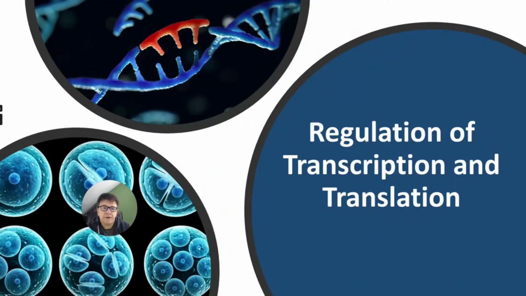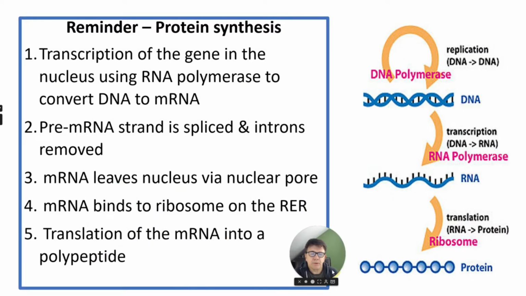So in terms of expression of genes, and therefore expression of proteins, we need to talk next about the regulation of both transcription and translation during protein synthesis. So I'm going to give you a reminder, first of all, about protein synthesis, something you would have covered in year 12. So if you remember, transcription of the gene in the nucleus using RNA polymerase to convert DNA into mRNA. And then you have pre-mRNA strands that are spliced and introns are removed, therefore leaving exons.